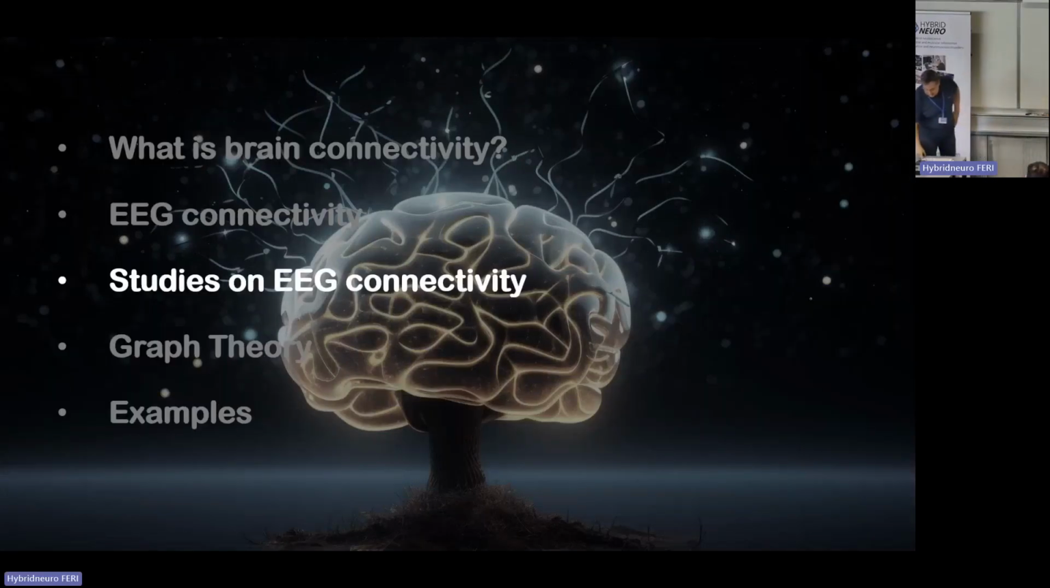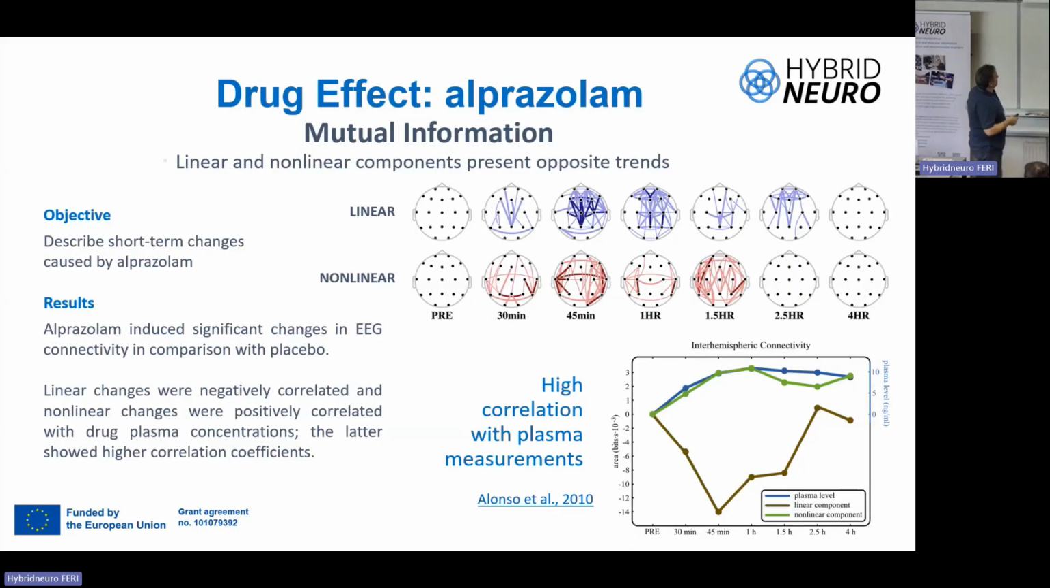Okay, we can move to some examples. So, for example, in this case, we have two examples of drug effect. In this case, alprazolam. This is an anxiolytic. So there is a drug administration here, and we can observe the effects for a long time, until 4 hours after drug administration. We also have a reference with respect to the baseline. The baseline is before the drug administration, to see how the brain is changing.